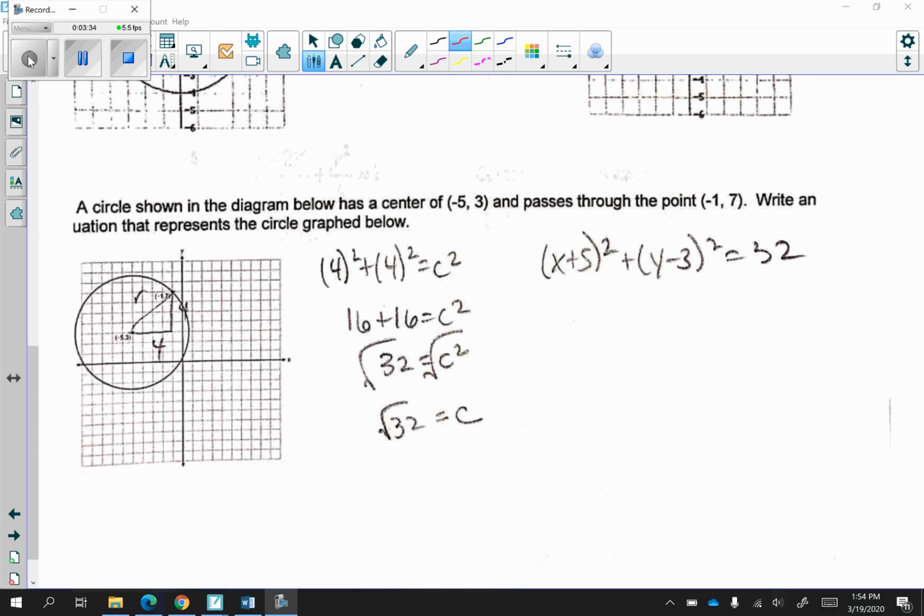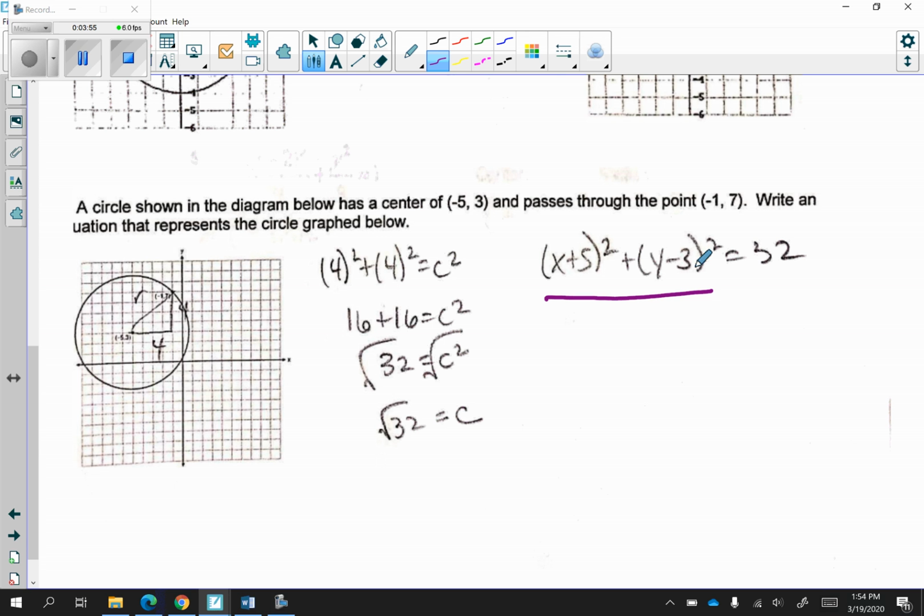The next question says, a circle shown in the diagram below has a center of -5, 3 and passes through the point -1, 7. Write an equation that represents the circle graphed below. So we can easily identify the center, which is -5, 3. So when I start to write out my equation, I flip the signs, so +5 minus 3.